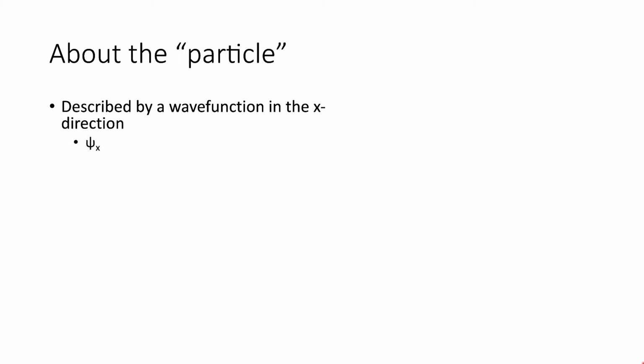Okay, let's look at the particle. That particle, remember, its behavior is described by its wave function, and that wave function is currently in the x direction because we only care about one dimension. It has this symbol, psi(x). And, as we said before, psi(x) is a function of x. Just says it varies as x varies.